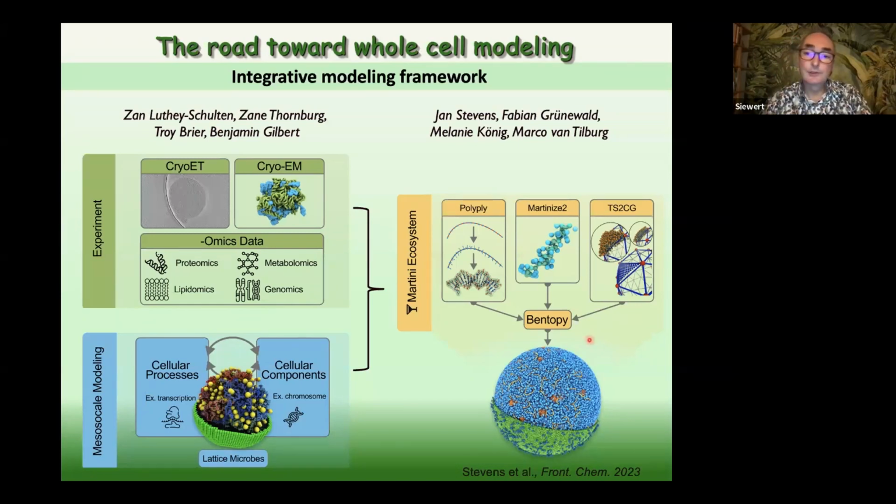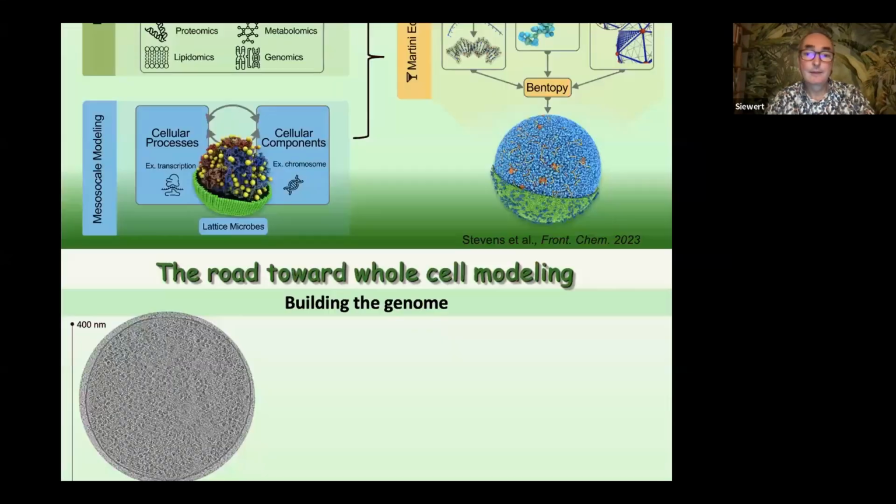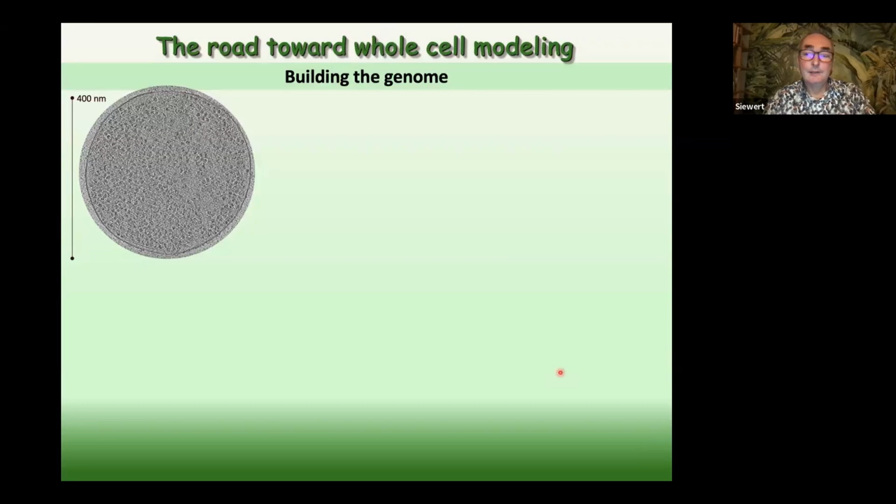We also use a lot of tools that we developed in conjunction with our Martini model, like polyply, Martinize, and TS2CG. If you're interested in these tools, you can look at this paper and see what they do. But we use them to build this initial model of an entire minimal cell. Just one or two slides on the way we proceeded.